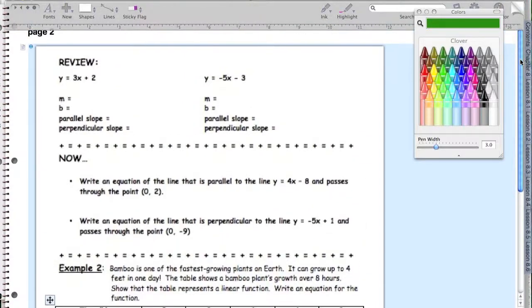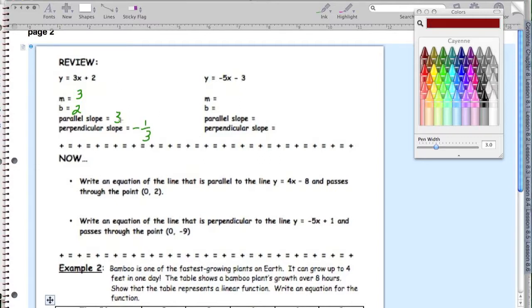Okay, so let's review a little. Pulling out our info, we're going to be coming back to the concept of parallel and perpendicular lines. So we need to identify our slope and our y-intercept of this equation. Our slope is 3, y-intercept is 2. Our parallel line is going to have the same slope, so it's also going to be 3. Our perpendicular line is going to have a slope that's a negative reciprocal, so negative 1/3.